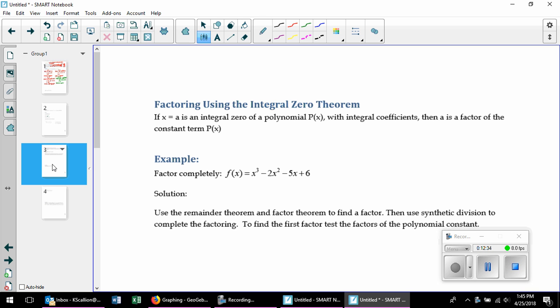Got it? You guys got what that says? If x equals a is an integral zero of a polynomial p of x with integral coefficients, then a is a factor of the constant term p of 0.